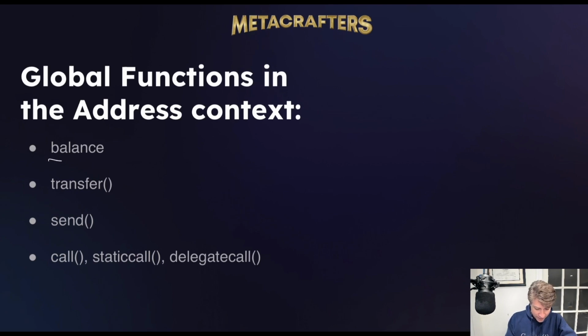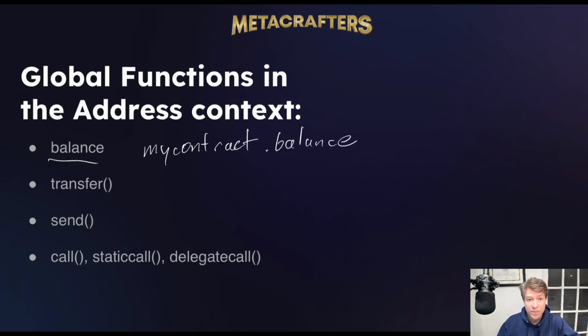First, we have balance. The balance function returns the balance of the address in wei. For an address myContract, the function call is defined as myContract.balance. So we'll have myContract.balance, with a semicolon, of course. This will return the balance of myContract in wei. The return type is uint256.